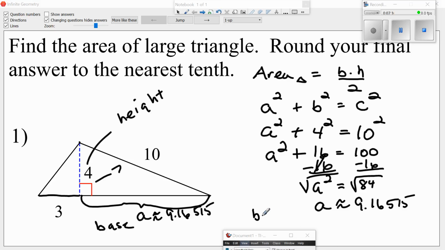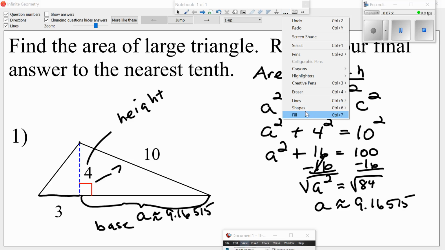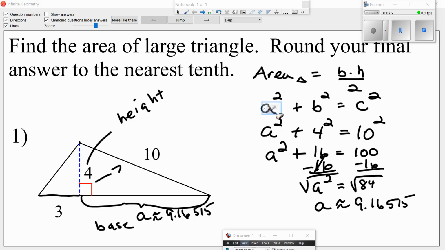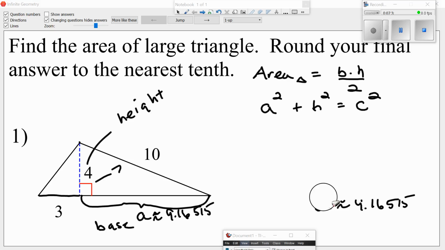Okay, my base. In fact, let's get rid of all this stuff so we can now work on our area. I'm going to erase all this, and we know what our answer is here. I got it written over to the left. You should keep your calculations on your paper though. Don't erase them, so if you get it wrong, I can check to see where you went wrong.